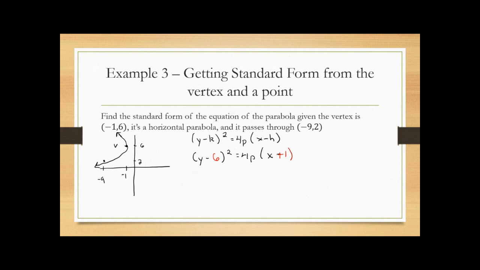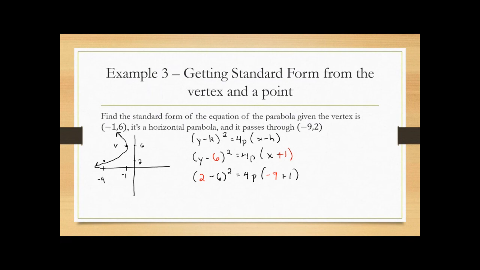So let me go back to my black. So for y, I'm going to plug in the y value of my second point. So that's going to be 2. So this is going to be (2 minus 6) quantity squared equals 4 times p. And then I'm going to plug in for x, -9. So it's going to be (-9 plus 1).